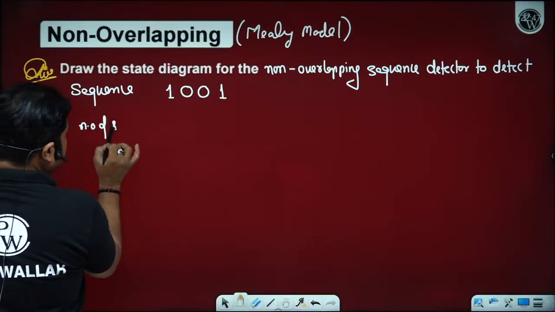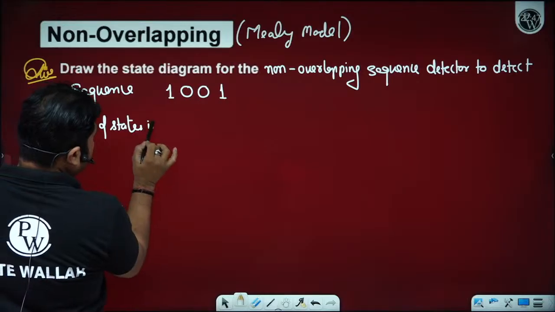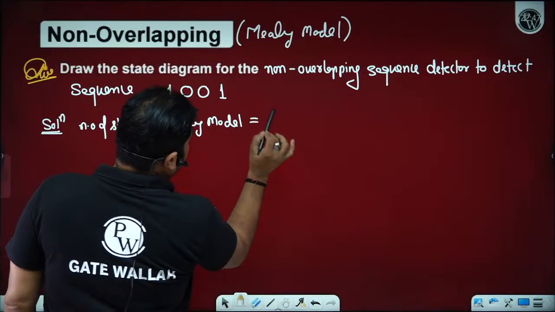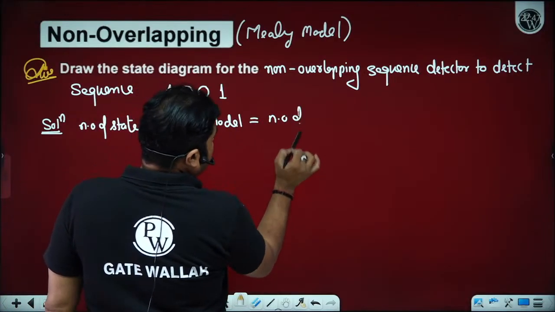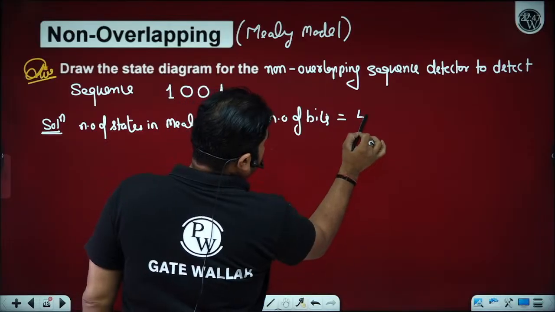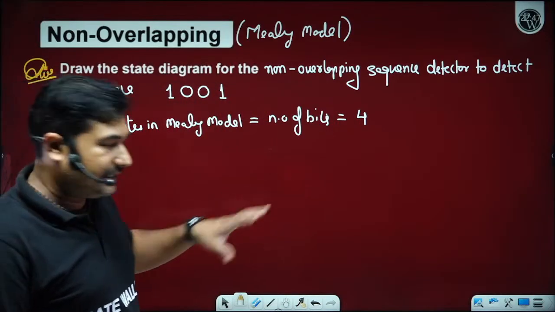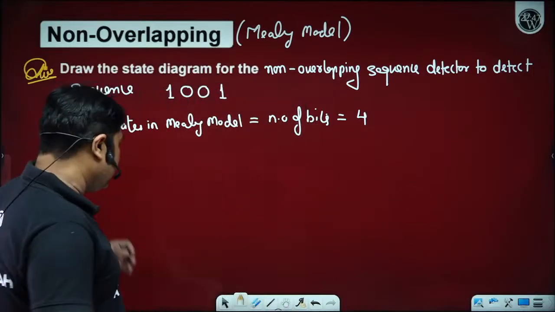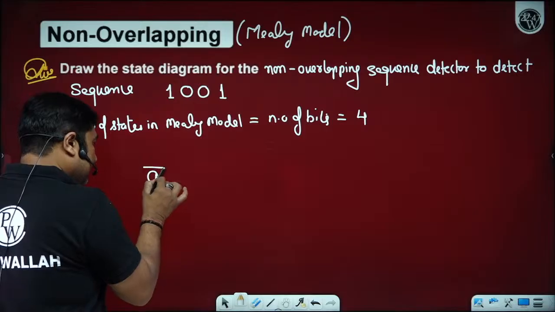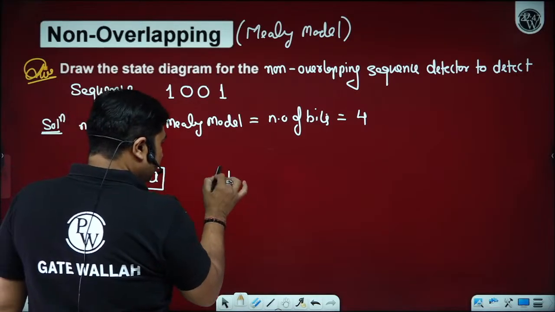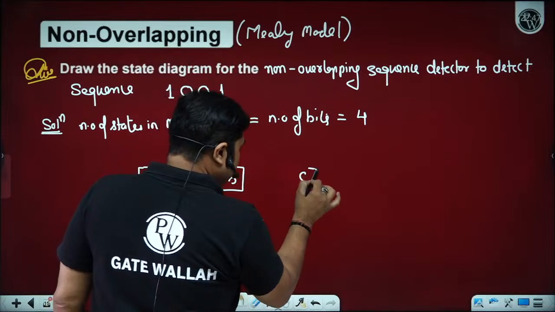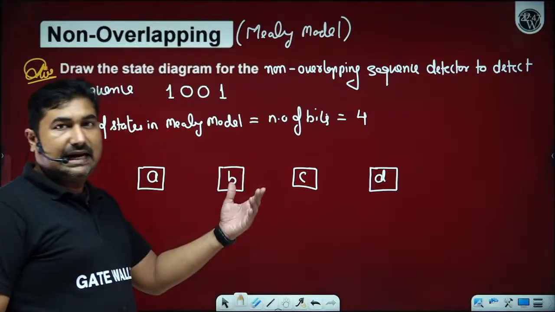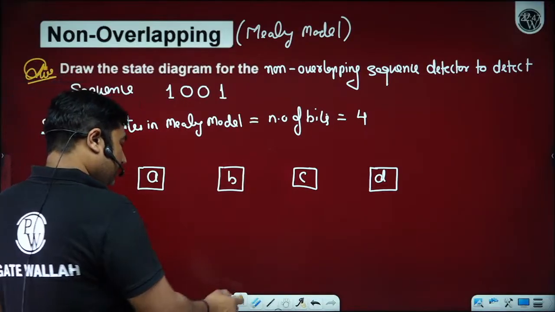The number of states in the Mealy model is equal to the number of bits, which is 4. So we have to use 4 states. I am assigning names to these 4 states. Let us suppose these 4 states are state A, state B, state C, and state D.